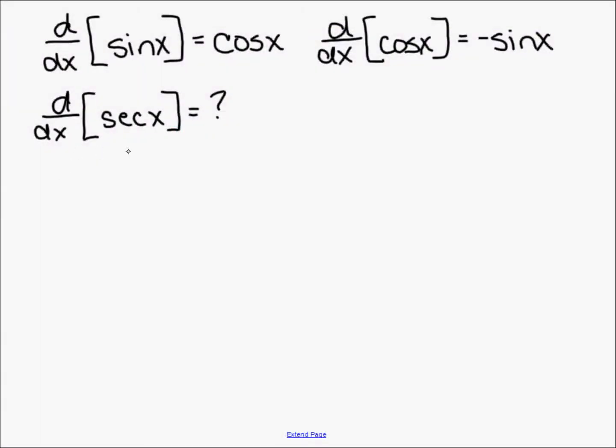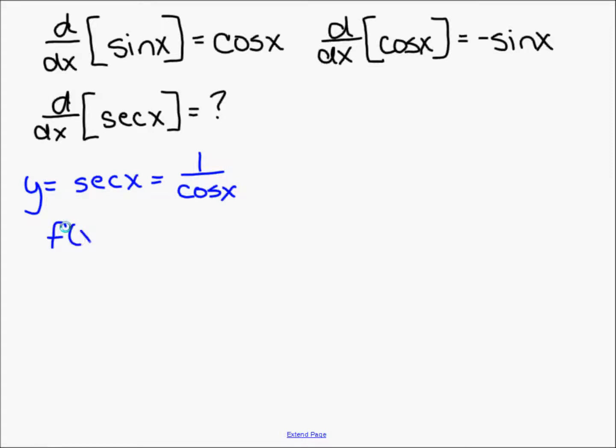Derive the derivative for secant x, knowing that the derivative of sine x is cosine x, and the derivative of cosine x is negative sine x. So first I'm going to write it as y equals secant x. I'm then going to use my identity for secant x and rewrite it as 1 over cosine x. Now that I have it in this form, I'm going to use my quotient rule.